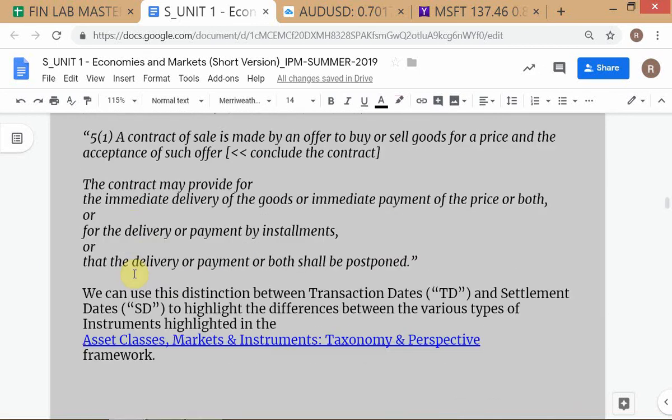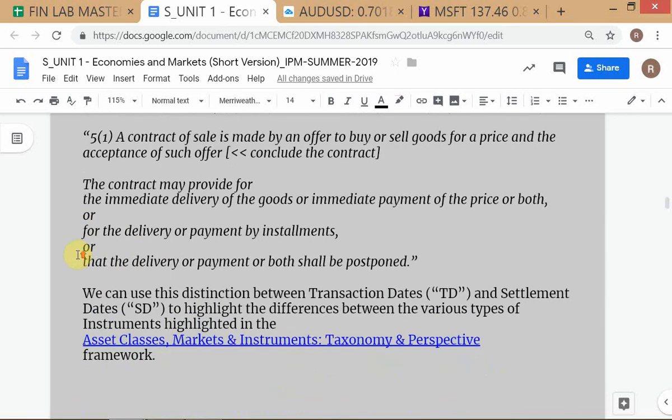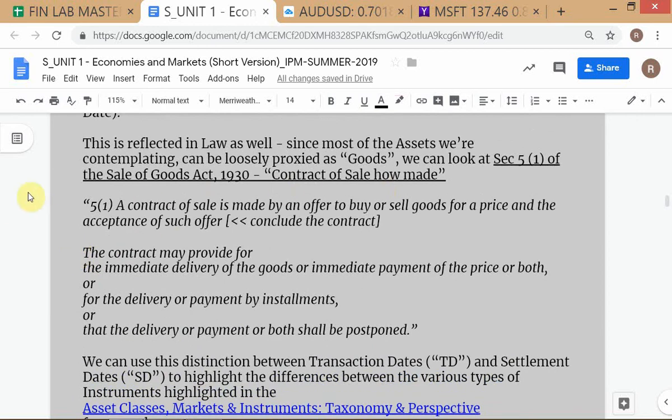We want to study everything from a multidisciplinary perspective, so we can quickly flip here to the Sale of Goods Act in India. If you look at section 5.1, it actually takes care of this kind of situation. See what 5.1 says. Just read this italics part.